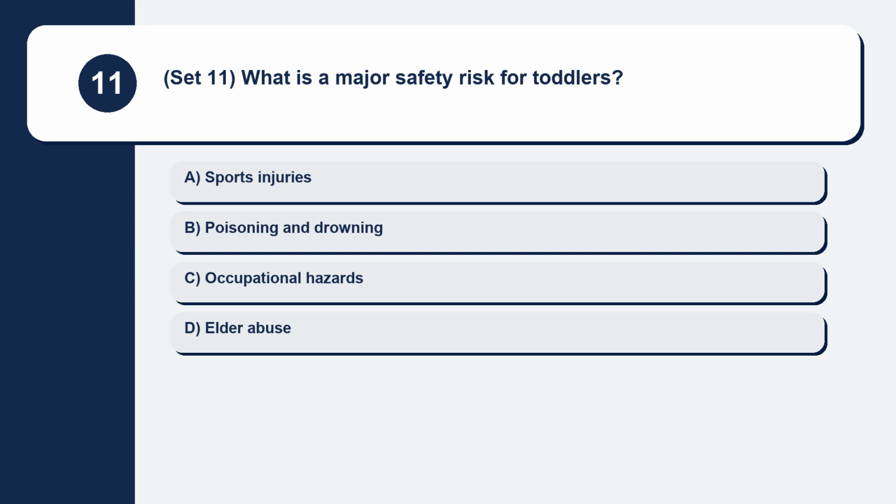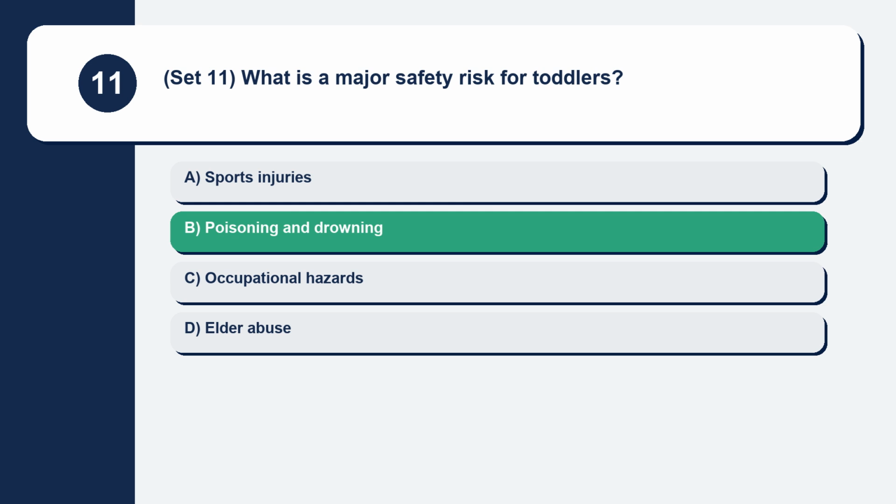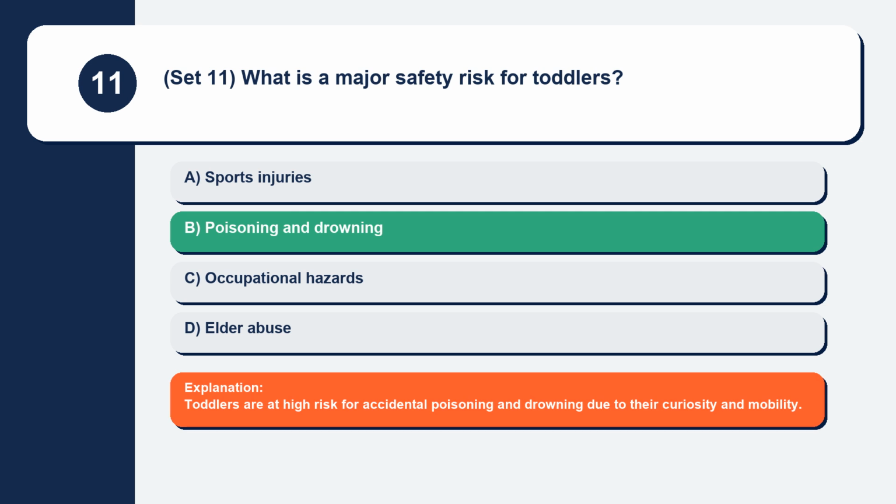Question 11. Set 11. What is a major safety risk for toddlers? Sports injuries, poisoning and drowning, occupational hazards, elder abuse. Toddlers are at high risk for accidental poisoning and drowning due to their curiosity and mobility.